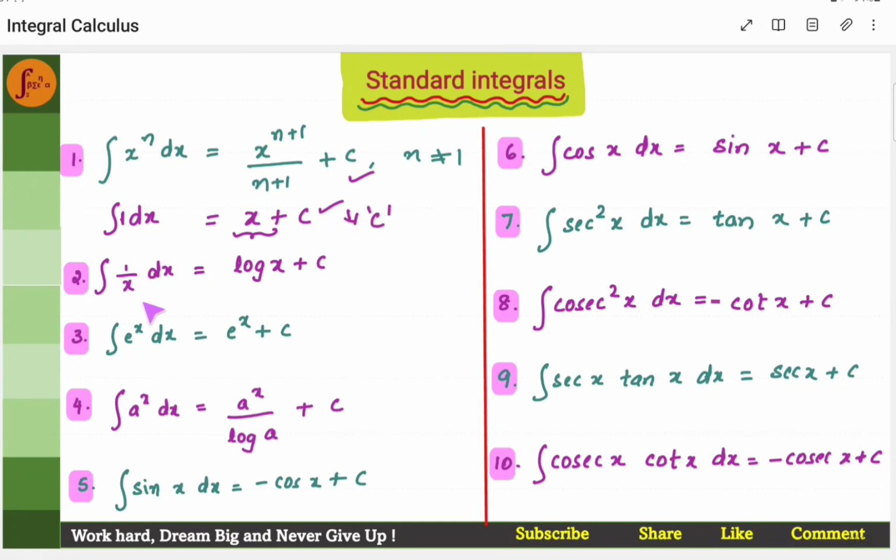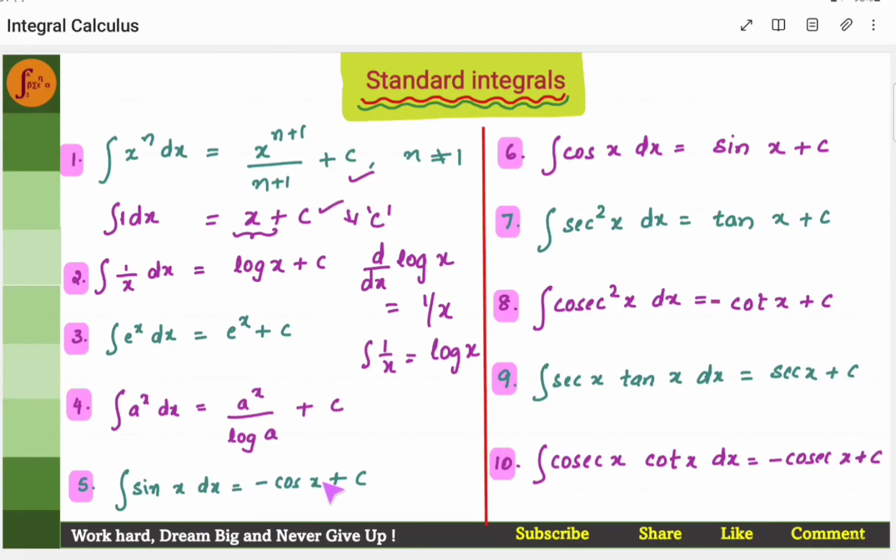Similarly, integral of 1 by x is log x. Now if you see, the derivative of log x is 1 by x. Similarly, integral of 1 by x is log x. And integral of e to the power x is e to the power x itself. Similarly, the derivative of e to the power x is also e to the power x itself. And this is the integral for a to the power x: a to the power x by log a.